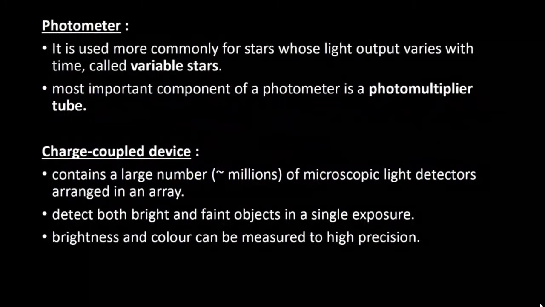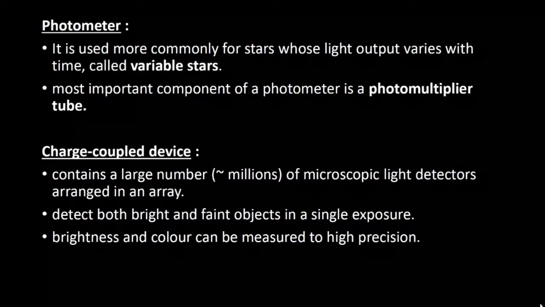Next slide. Photometer. Before the advent of CCDs, the measurement of high intensity light and color was made using a photometer, which is a very highly sensitive light meter attached to a telescope. A photometer is still being used in photometry of single stars. It is used more commonly for stars whose light output varies with time, which is not constant, such variable stars. The most important component of a photometer is the photomultiplier tube, which is based on the photoelectric effect, which we very well know.